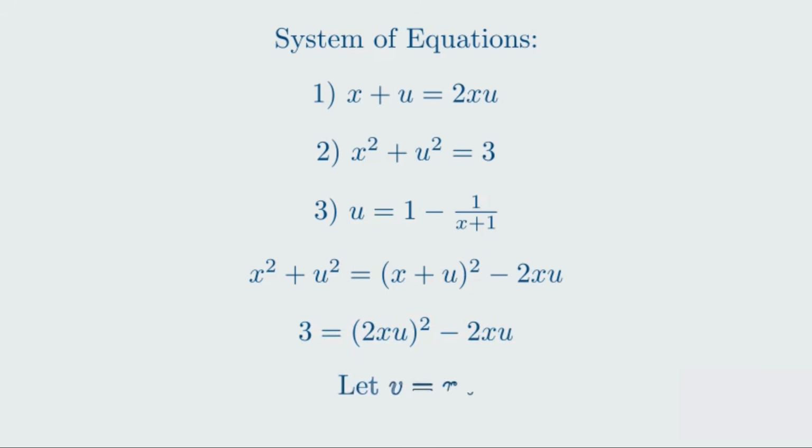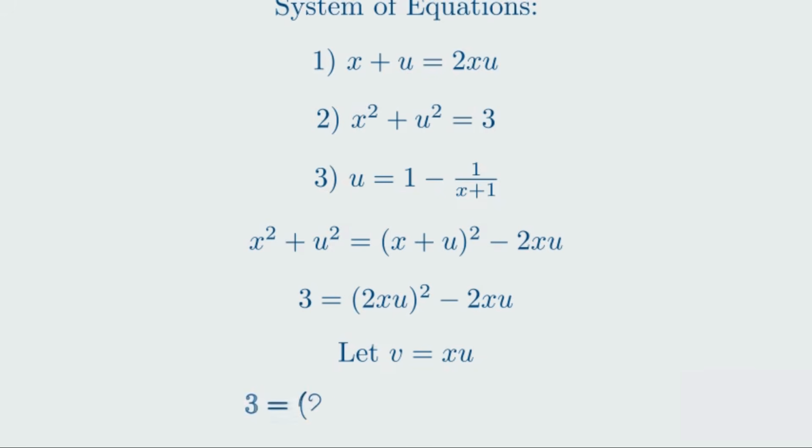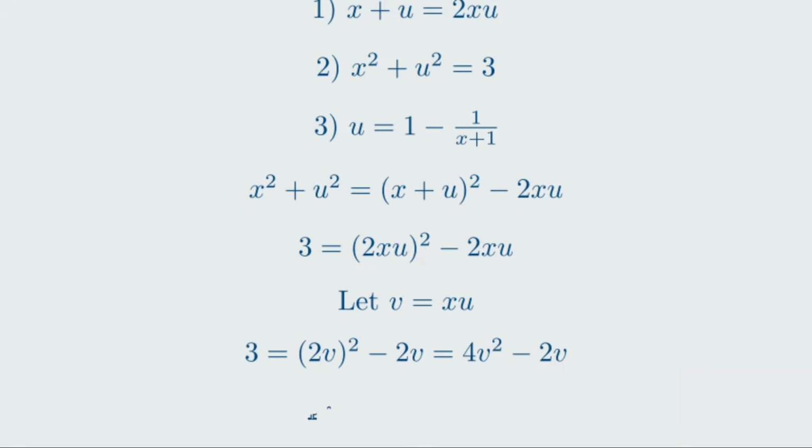If v equals xu, our equation becomes 3 equals 4v squared minus 2v. This is a simple quadratic equation in v. To solve it, we can rearrange it to the standard form, ax squared plus bx plus c equals 0. We get 4v squared minus 2v minus 3 equals 0. We can solve for v using the quadratic formula.